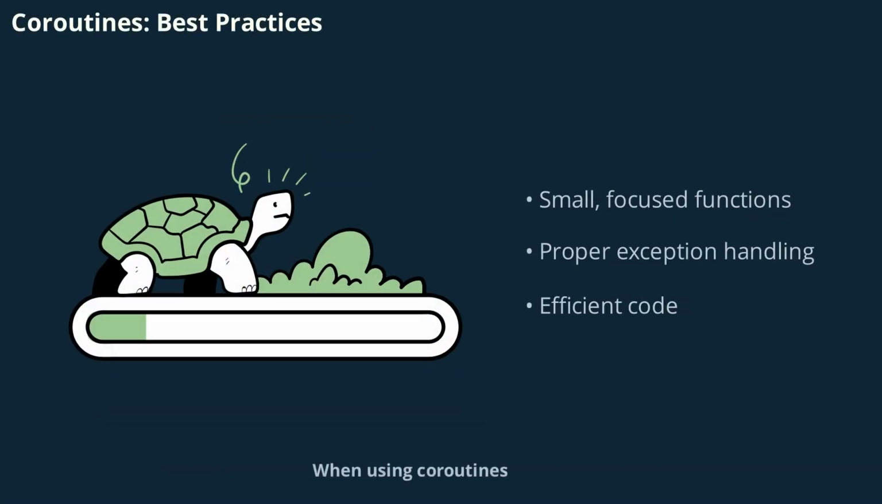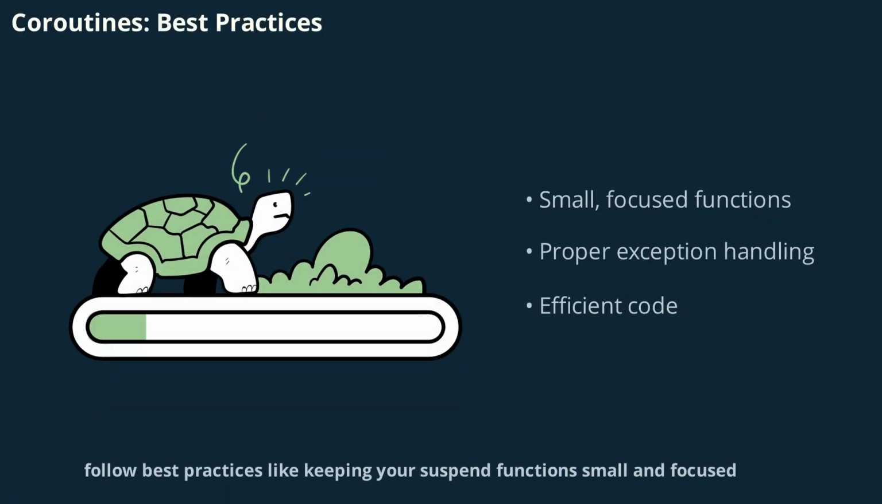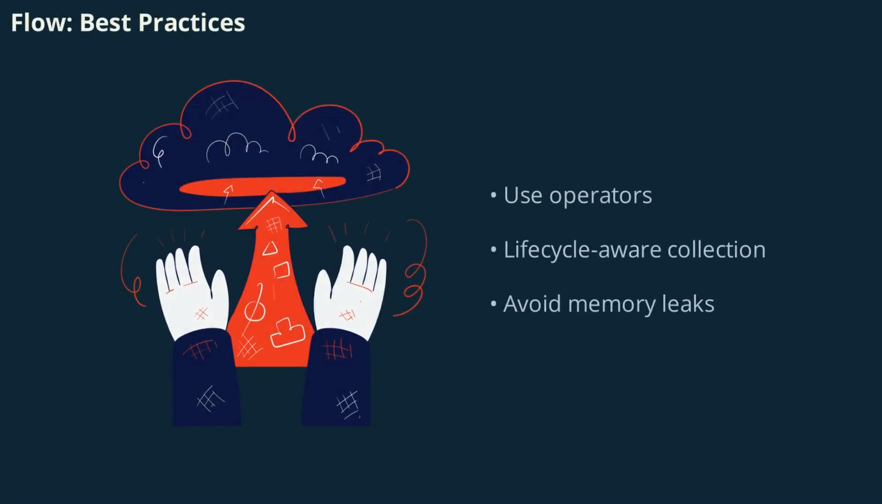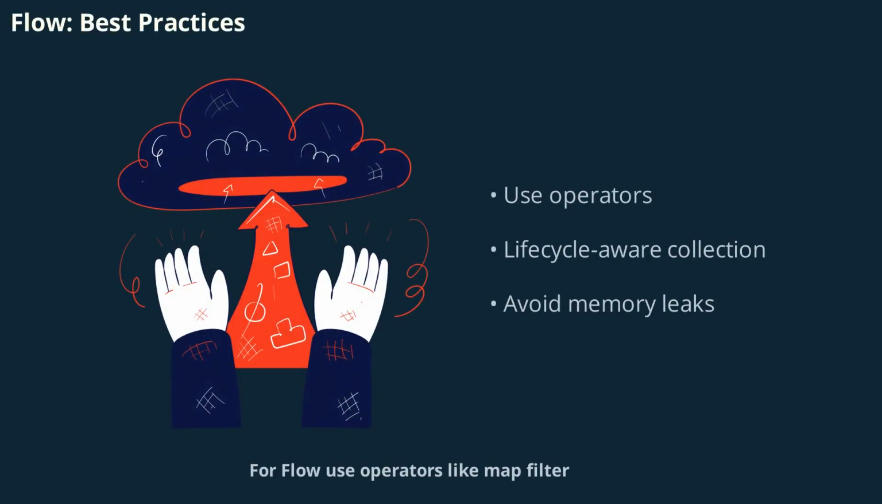In using coroutines, follow best practices like keeping your suspend functions small and focused, handling exceptions properly, and avoiding unnecessary thread switching. These habits lead to more maintainable and efficient code. For flow, use operators like map, filter, and debounce to process streams efficiently. Always collect flows in the appropriate lifecycle scope to avoid memory leaks and ensure your app remains responsive.